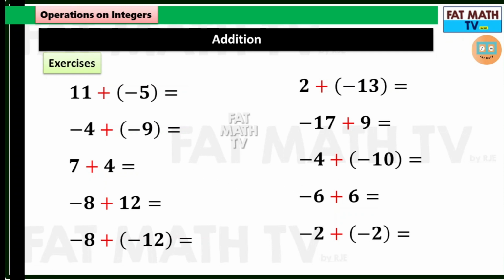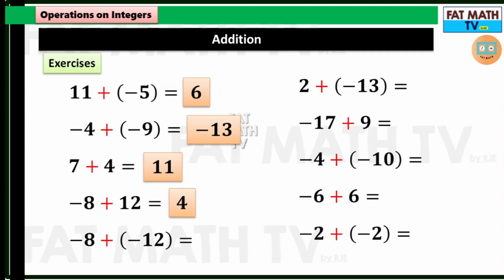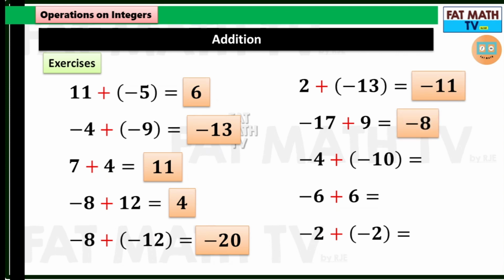Let us check. 11 plus negative 5 is 6. Negative 4 plus negative 9 is negative 13. 7 plus 4 is 11. Negative 8 plus 12 is 4. Negative 8 plus negative 12 is negative 20. 2 plus negative 13 is negative 11. Negative 17 plus 9 is negative 8. Negative 4 plus negative 10 is negative 14. Negative 6 plus 6 is 0. And negative 2 plus negative 2 is negative 4. Congratulations if you got 10 out of 10.